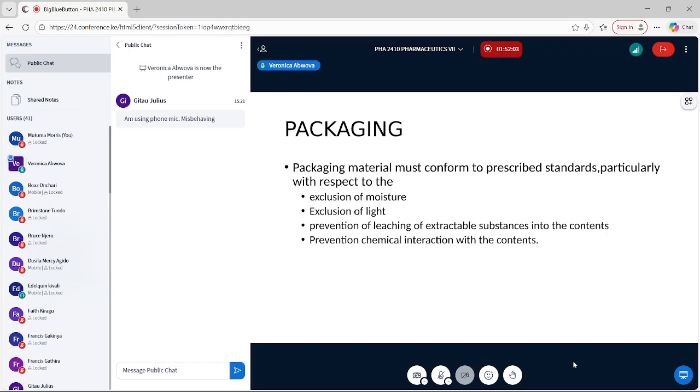So you may actually end up getting a scenario whereby the patient is reacting to some chemical products that were produced due to a reaction between your drug and your package, okay? So because of that, when you're picking packaging material, you have to ensure that that packaging material does not react or interact with the contents of the drug, okay? Any questions?